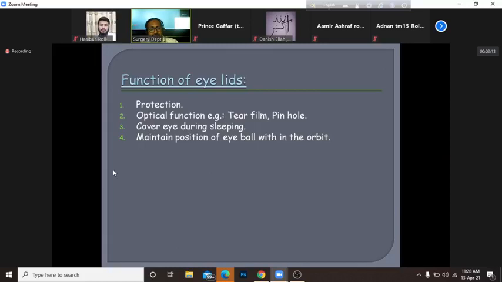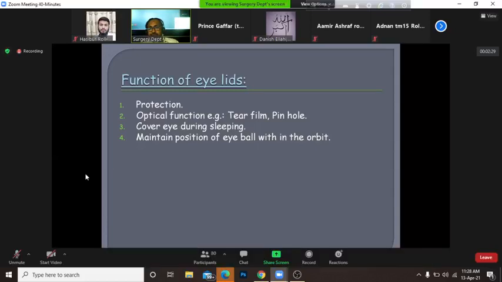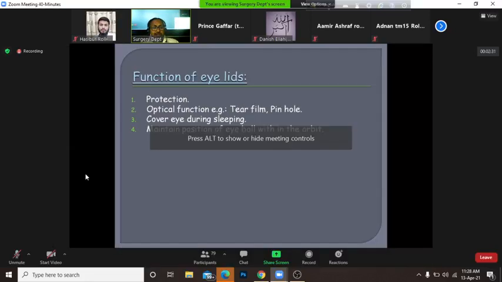So the optical function of the eyelid is also important, just like the windshield of a car. In rain or in windy weather when you drive the car, the front glass of the car may become blurred.